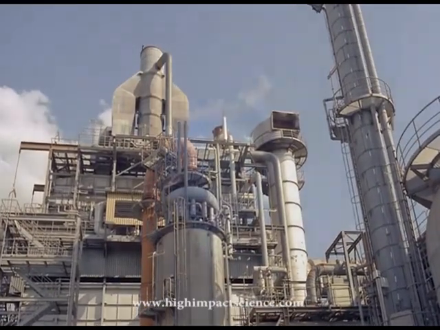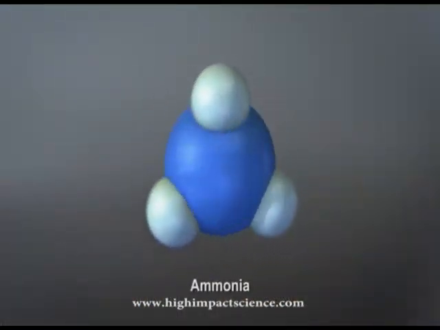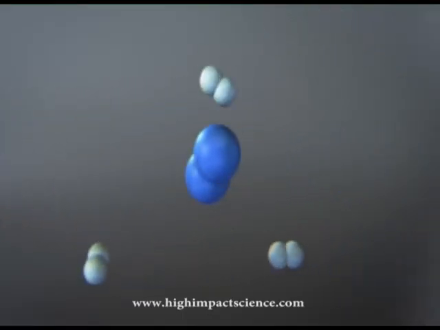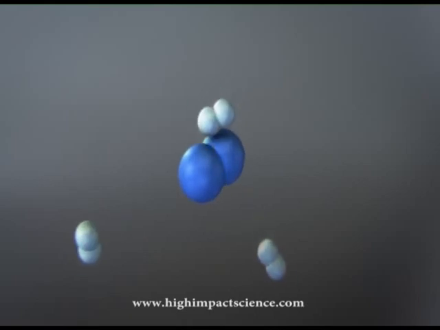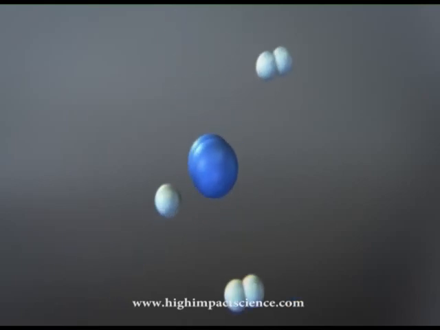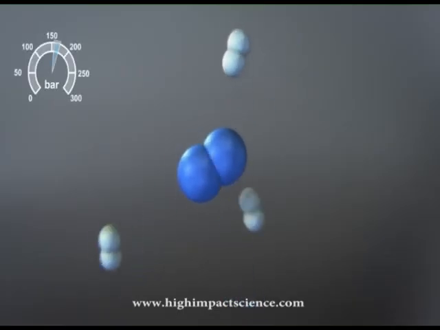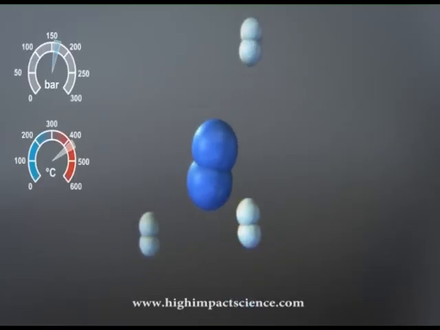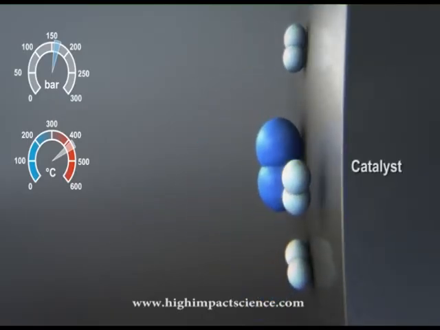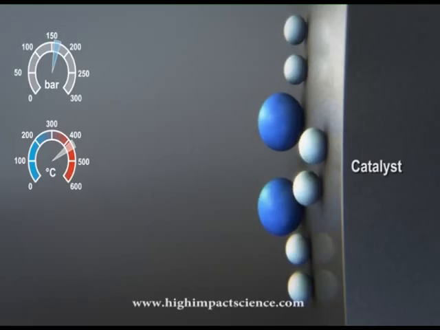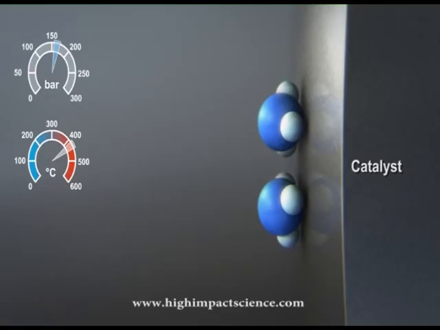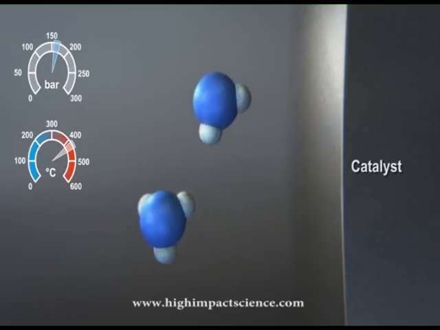We've seen ammonia is a compound of nitrogen covalently bonded to 3 hydrogen atoms. To combine the 2 starting materials, nitrogen and hydrogen, to produce ammonia, the bonds in the diatomic molecules have to be broken. Under high pressure as well as temperature, nitrogen adsorbs onto an iron-based catalyst and is split up into atoms. Hydrogen can now be adsorbed and ammonia is produced. The catalyst itself remains unchanged.